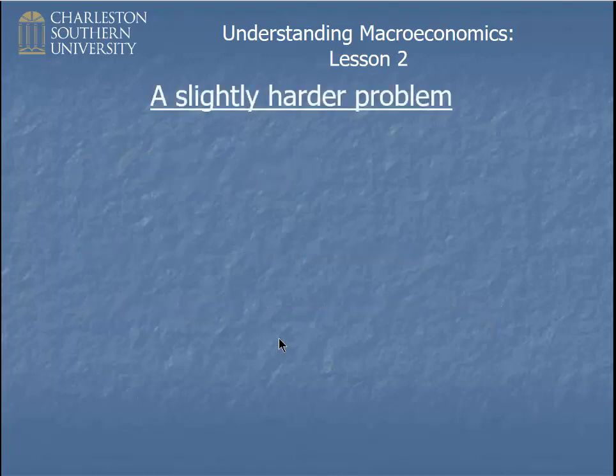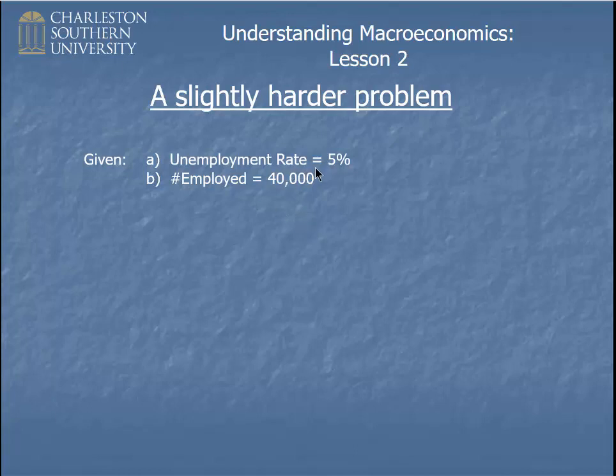Okay, now let's try what I've titled a slightly harder problem, but actually this problem is considerably harder. Suppose instead I gave you the unemployment rate was 5%, and I told you that the number of people employed was 40,000, and now I'm going to ask you to figure out how many were unemployed. So the way you would do that is you would just take the givens here and apply them to the definition. That is 5%, 0.05, equals the number unemployed, which we don't know, divided by the number unemployed plus 40,000.